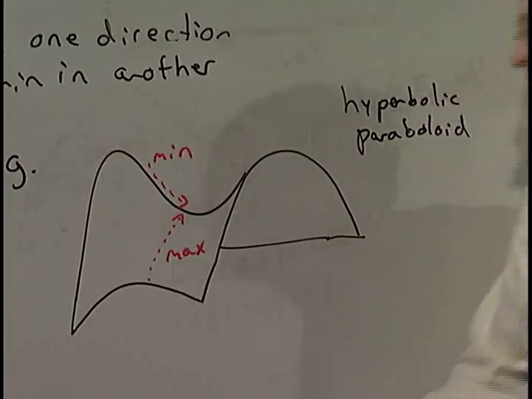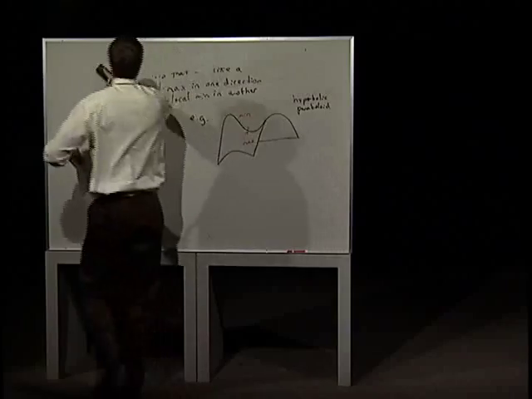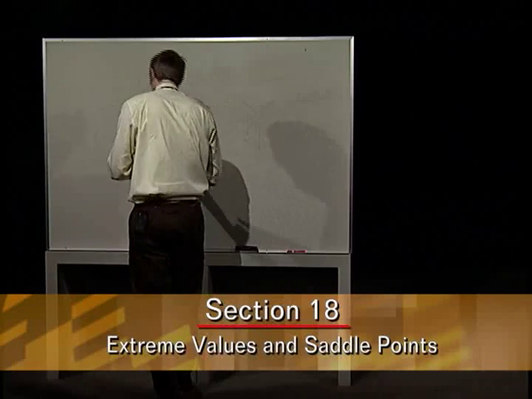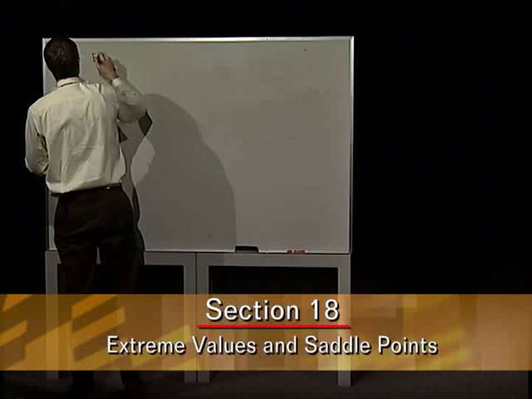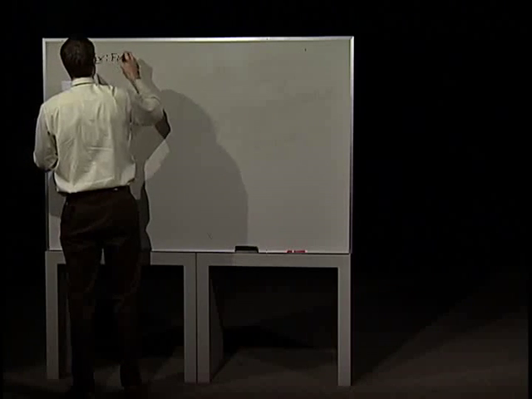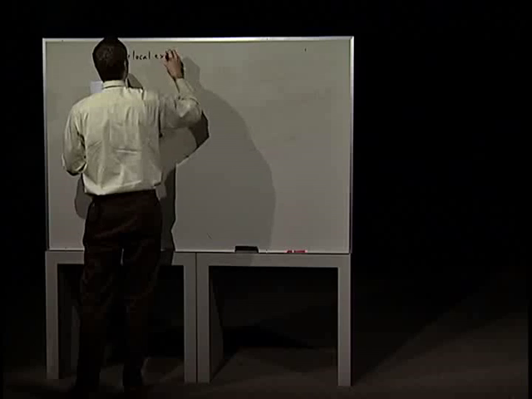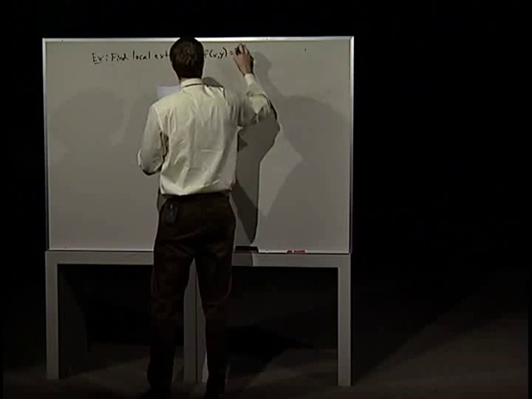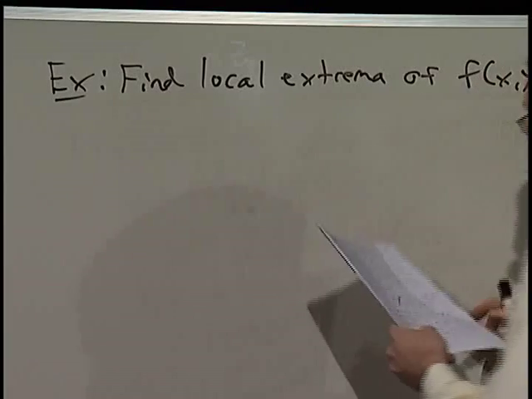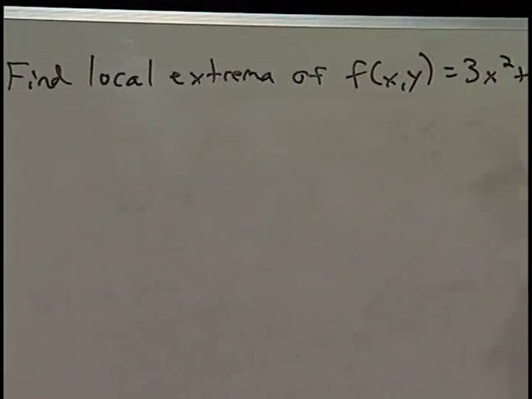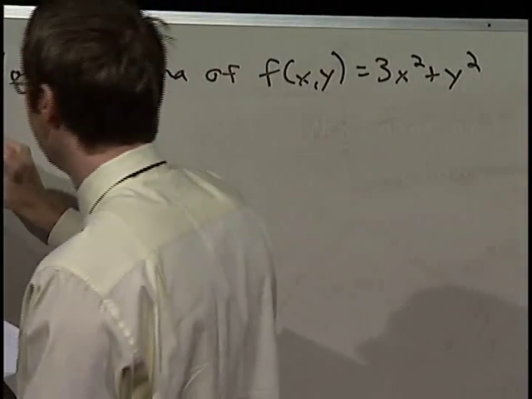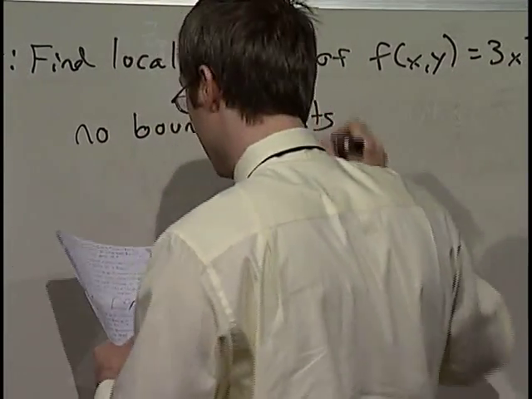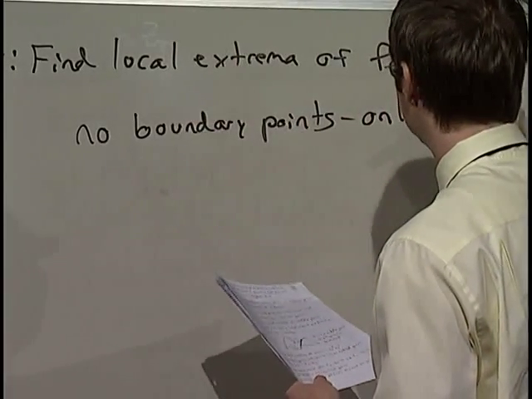Okay, let's do an example here, and let's use the first derivative test. So let's find any local extrema of f(x,y) equals 3x squared plus y squared. All right, well, that's a paraboloid, so it should have a local min. Right? So first of all, there are no boundary points to consider here. This thing has domain all real numbers.